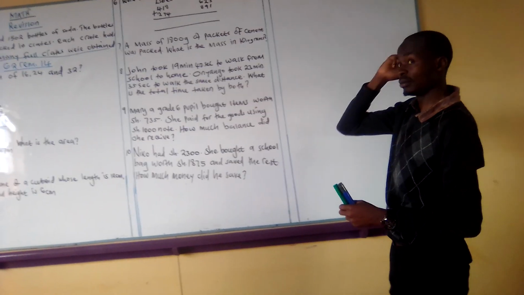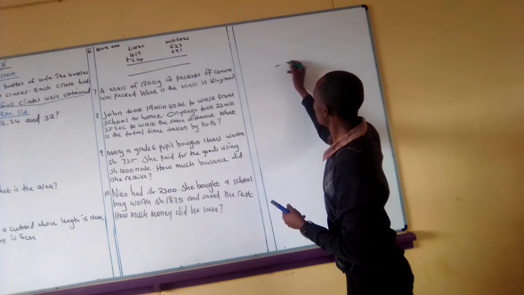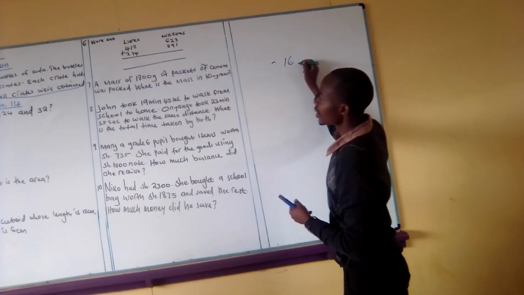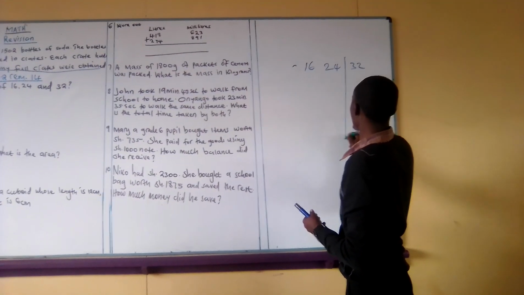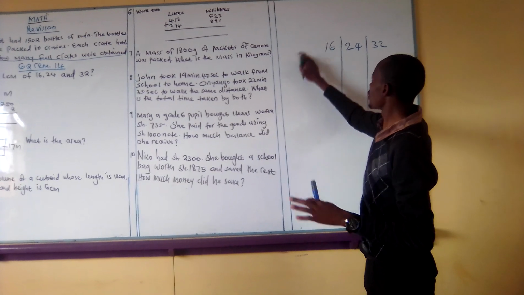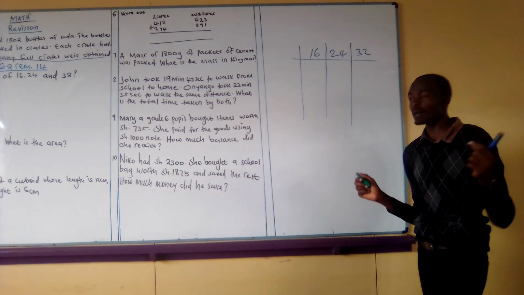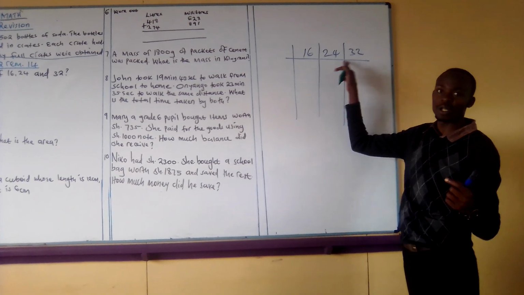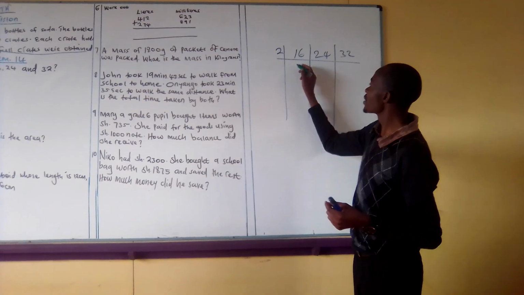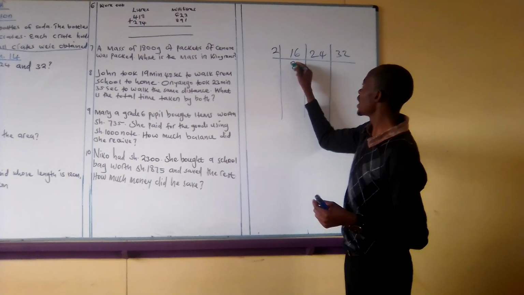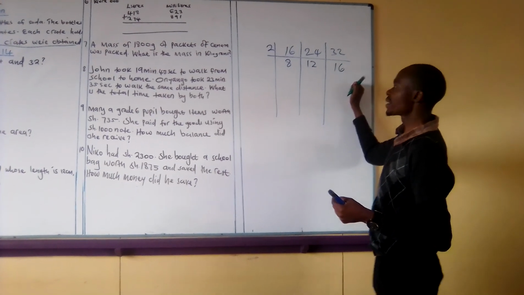The LCM, we have this method. We have the 16, then we have 24, then we have 32. I will teach you 2 methods, but I will start with this one first. Now we look for the smallest number that can divide 16, 24, and 32. And therefore we use 2. 2 goes here how many times? It goes into 16, 8. Into 24, 12. Into 32, 16.